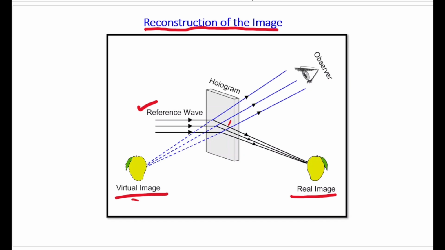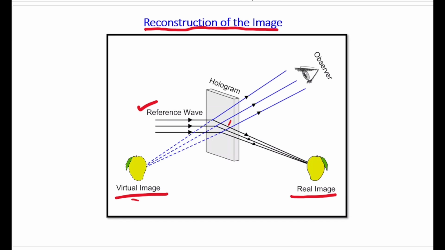Now let us discuss the comparison between photography and holography. In photography we get a two-dimensional image of the three-dimensional object, whereas in holography we get a three-dimensional image of the three-dimensional object. In photography we only record the intensity variation, whereas in holography we record both the intensity and the phase variation. In photography the recorded frame is known as the photograph, whereas in holography it is known as the hologram.